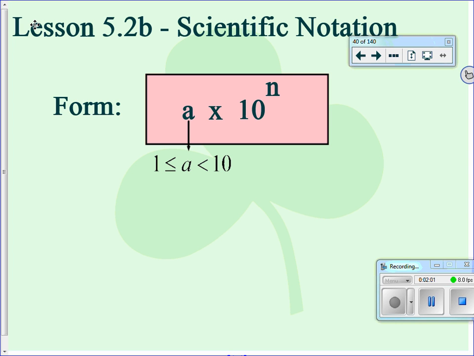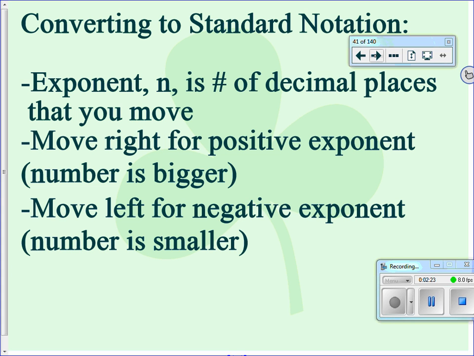So the way scientific notation works is it's all in terms of 10 to a power. And that initial number is between 1 and less than 10. So the number that goes here is a single digit, a number between 1 and 9.9. So that is the form of scientific notation. And these are rules for converting a number to scientific notation.